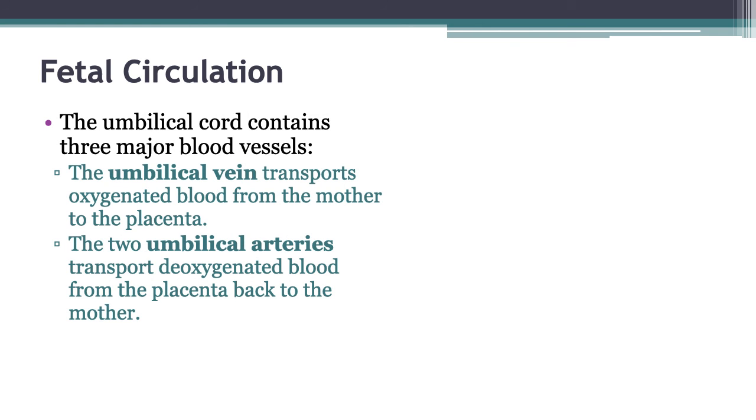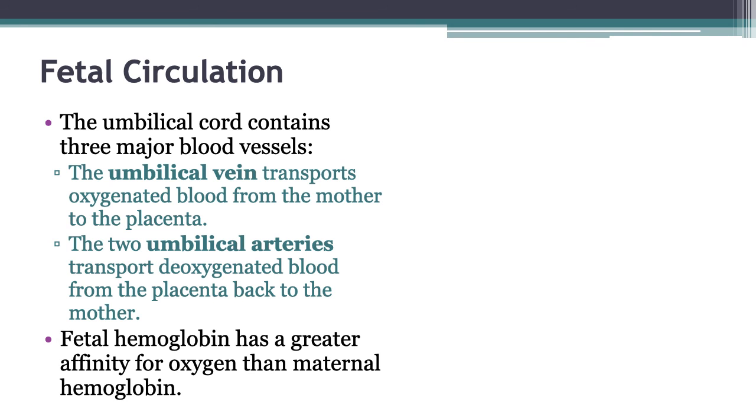The umbilical cord contains 3 major blood vessels. The umbilical vein transports oxygenated blood from the mother to the placenta, and 2 umbilical arteries transport deoxygenated blood back to the mother. Fetal hemoglobin has a much greater affinity for oxygen than maternal hemoglobin.